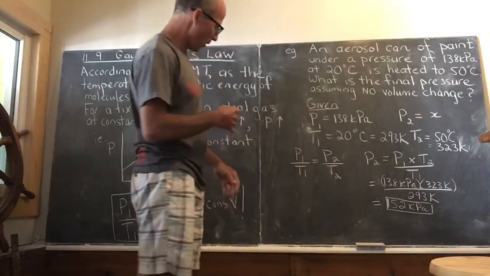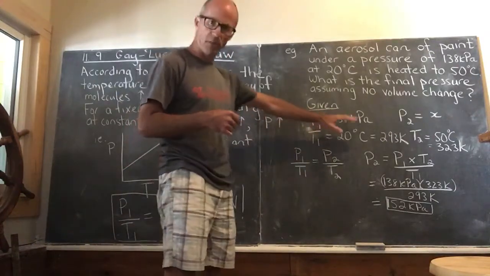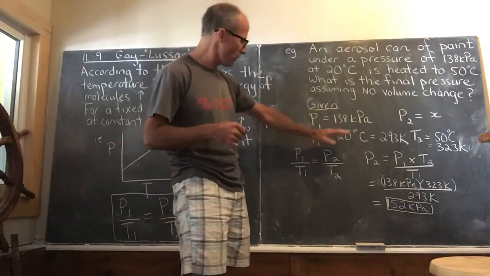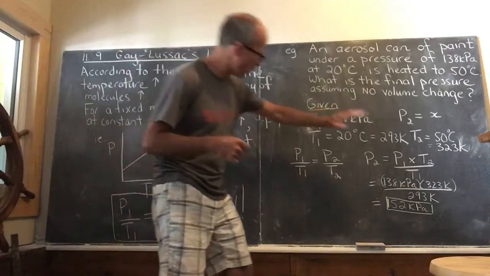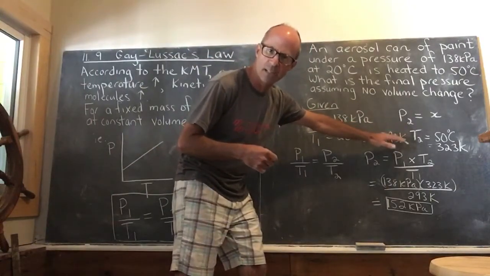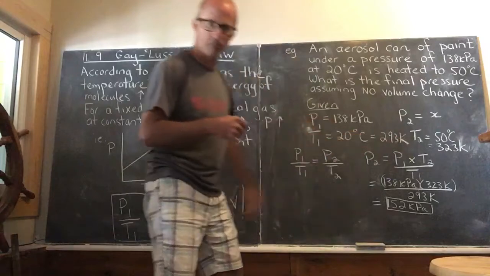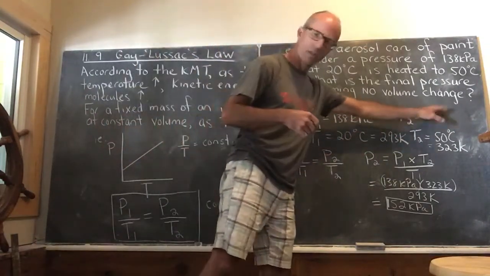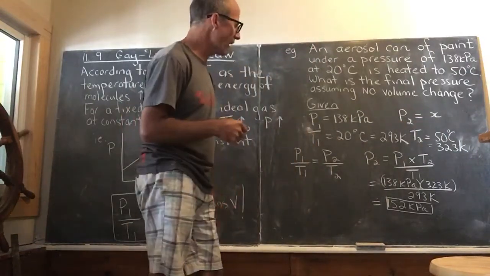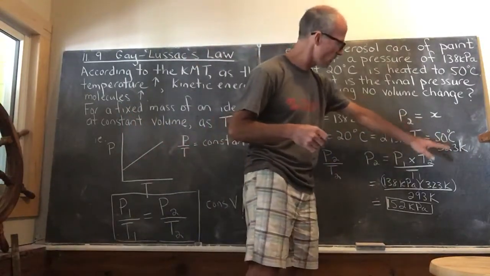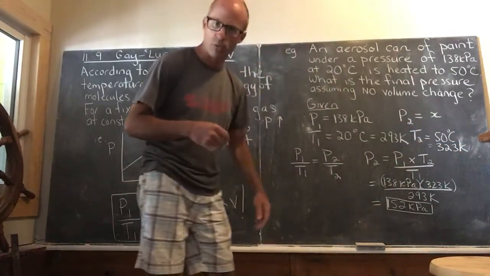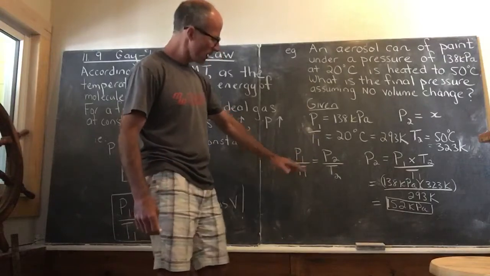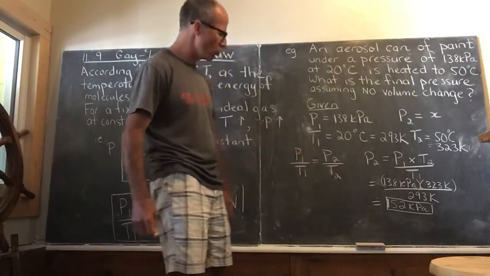Well, we write down what we know. We know the initial pressure is 138 kilopascals. We know our initial temperature is 20 degrees Celsius. Don't forget to add 273 to get Kelvin. Very important. Our final pressure is the unknown variable. We're going to call that X. And our final temperature, 50 degrees Celsius, or 323 kelvins. There's our equation. P1 over T1 equals P2 over T2.